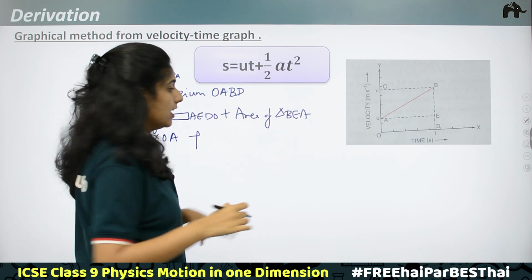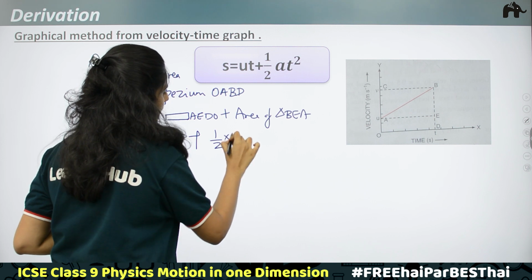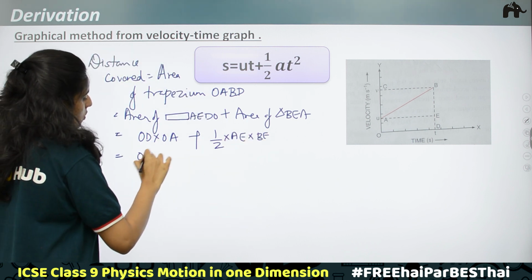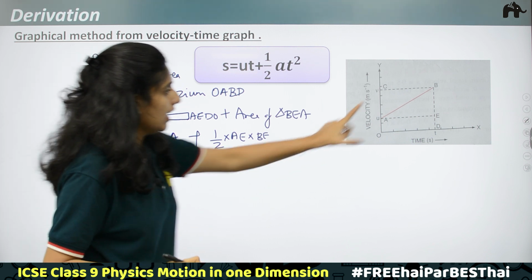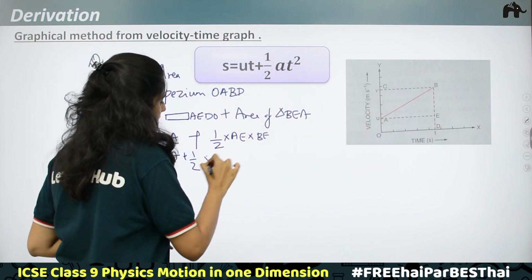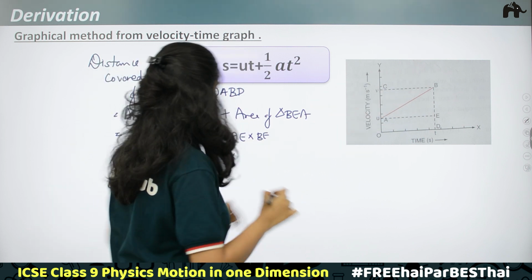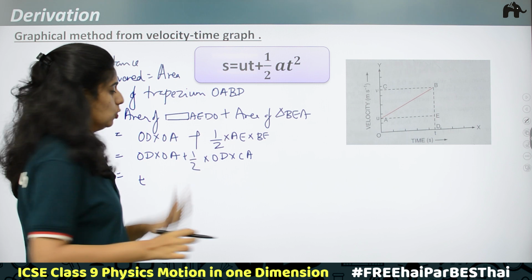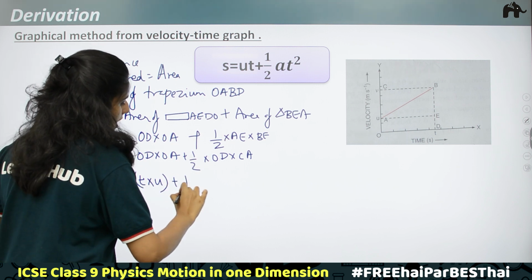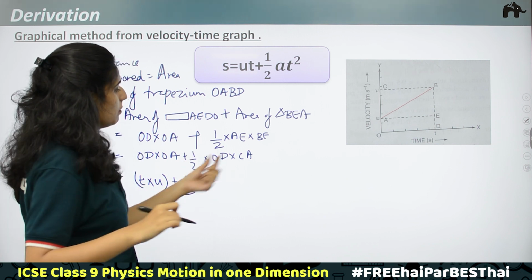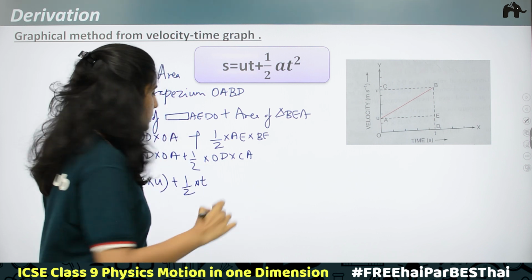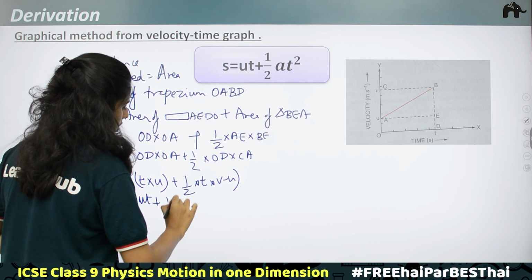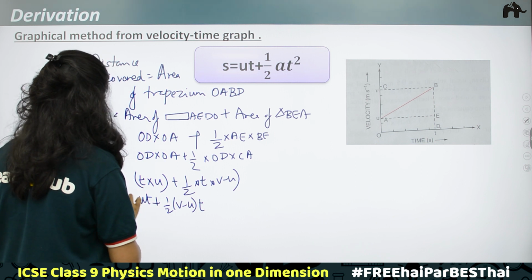Plus, what is the area of triangle? Half into base into height. Here, base is equal to AE and height is equal to BE. Okay. So, here this is equal to OD into OA plus half into AE, which will be equal to OD. Yes. So, this is OD into BE, which will be equal to CA. That is equal to OD is T and OA is U. T into U plus half into OD is again T. What about CA? CA will be equal to V minus U. So, we are getting UT plus half into V minus U into T is the distance covered S.